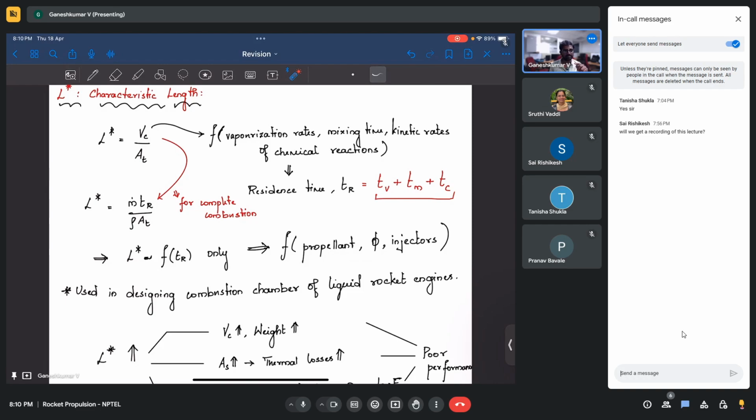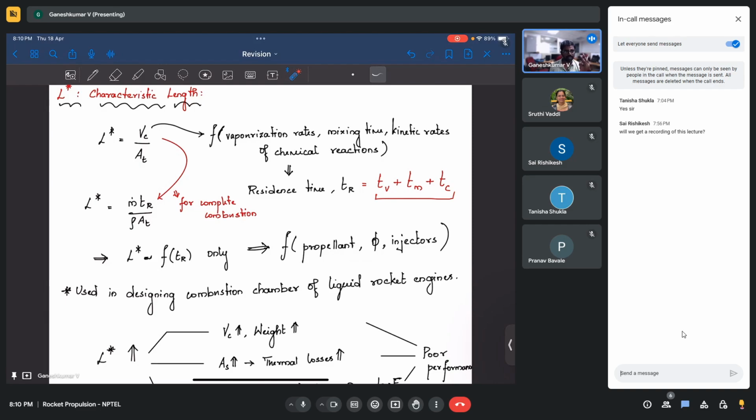Once you know the L star, based on your rocket calculations, this is a designing problem, right? So for a given design you need a certain thrust, and for a given thrust you will fix the mass flow rate. Or the other way, thrust will fix the mass flow rate, and the mass flow rate will fix the area of the throat.